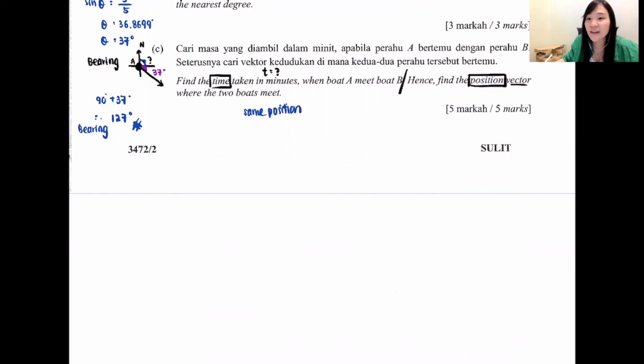Same position means the same vector lah. So guys, how do we have the same vector? We want A and B to meet each other. That means their position needs to be the same. So if their position needs to be the same, how do I do that, my dear?